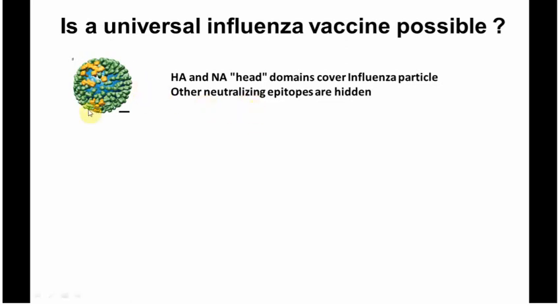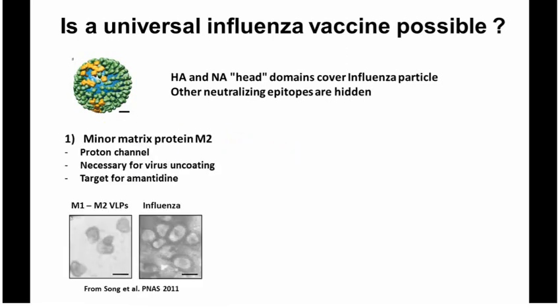Now, when you look at the structure of the influenza virus particle by electron cryotomography, this is the kind of thing that you can see. The surface of the particle is really covered by the hemagglutinin in green and the neuraminidase molecules. And the head groups really cover the whole of the particle. So if there are any neutralizing epitopes right at the base of these hemagglutinin molecules, they can't really be accessed by antibodies. So other neutralizing antibody epitopes may be hidden by the presence of hemagglutinin and neuraminidase.